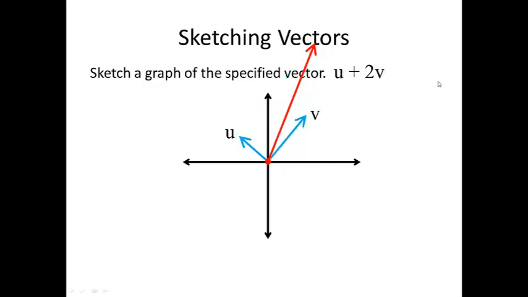Okay. What about v minus 1/2 u? So there's v. We're going to flip this the other way and take half of it. Okay, flip it the other way and take half of it, and then we put head to tail. Now it's v plus a negative 1/2 u will be that right there.